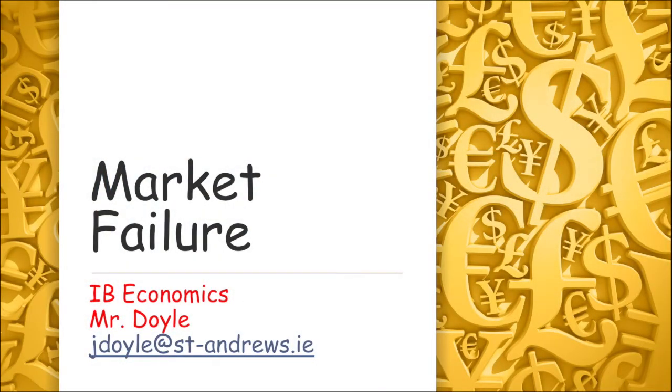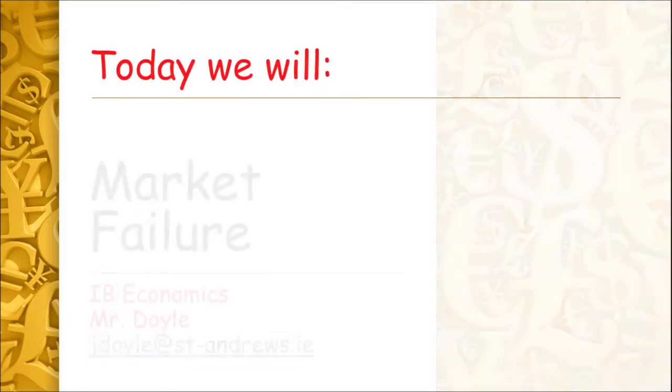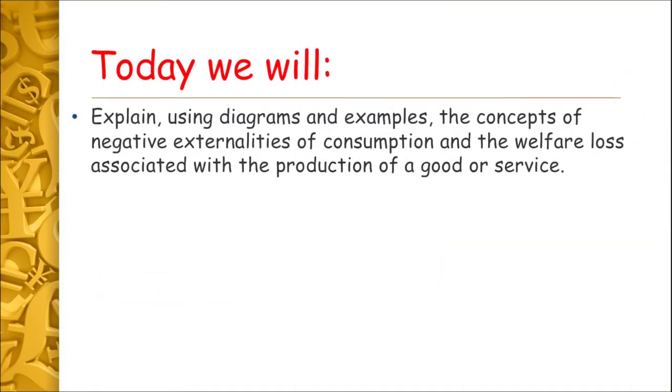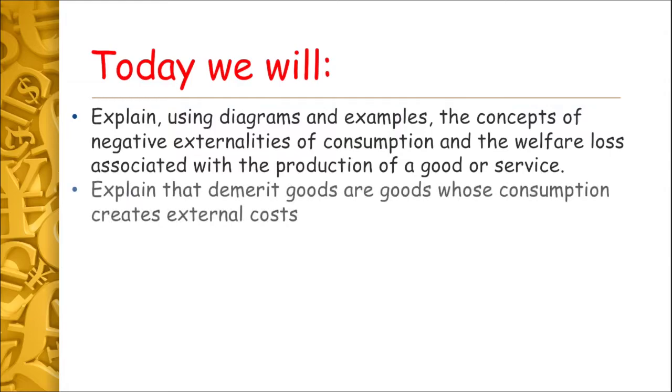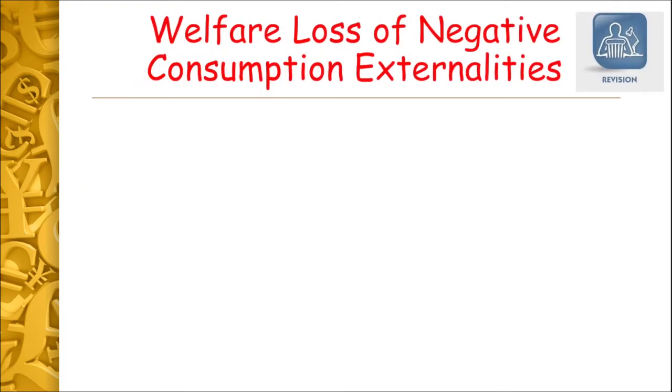Hello and you're very welcome to this video in our series on market failure for IB economics. In this video we're going to look at the idea of negative consumption externalities and the welfare loss associated with them and showing them on a diagram. We're also going to explain what demerit goods are as well.